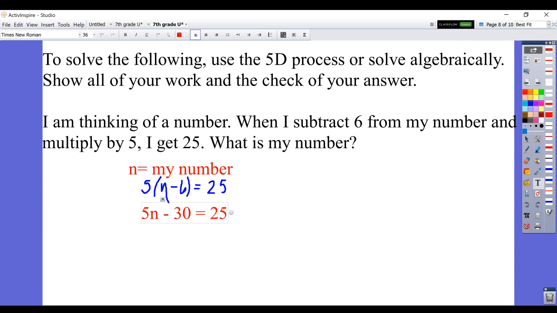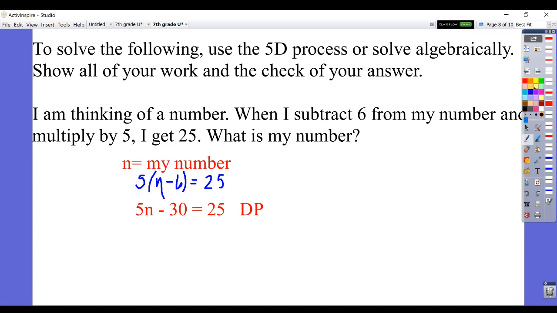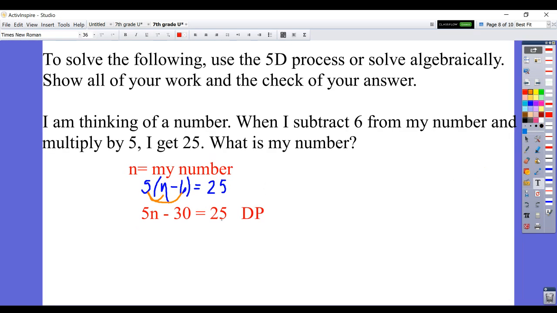Again, where that came from, well, first I'm going to put DP for distributive property, but where that came from is the 5 times n was my 5n, the 5 times the 6 was the 30. All right, now I'm going to go ahead and solve that. So I am going to add 30 to both sides. And again, what I do to one side, I have to do the other.